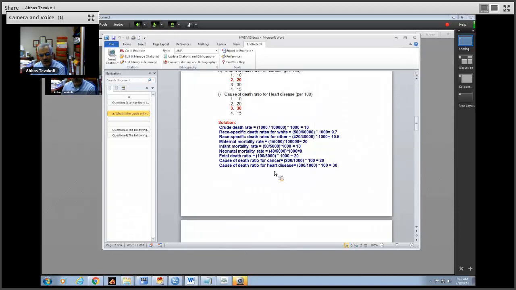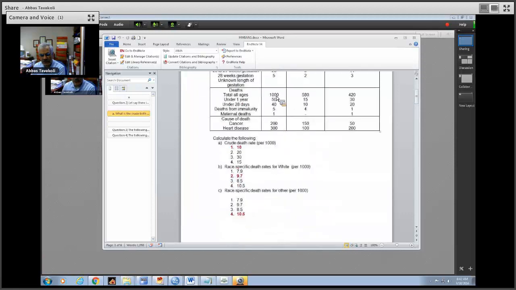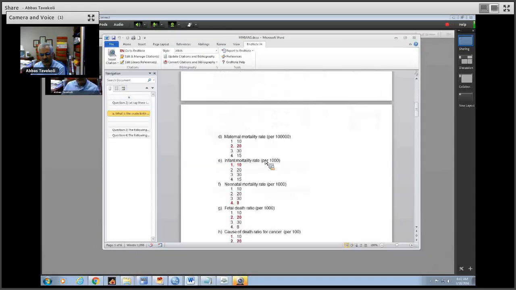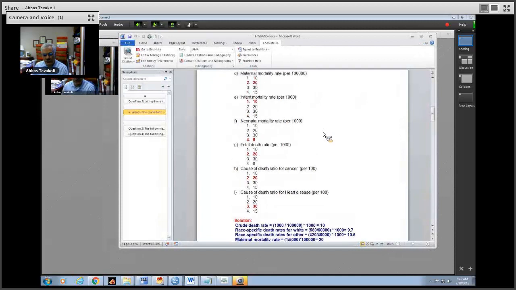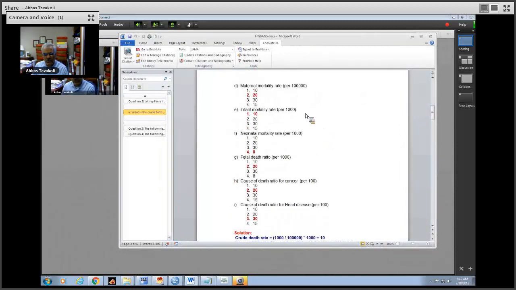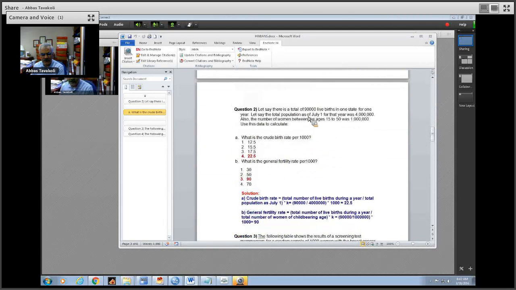Cause of death ratio for cancer, we look at the total deaths from cancer over total deaths times 100, and you get 20. For heart disease, we have 300 divided by 1,000, you get 30. So again, these are the total deaths, we have 1,000. The important point is you have to make sure what you're using as your numerator and denominator when you're calculating different rates. So these are the correct answers as you see.